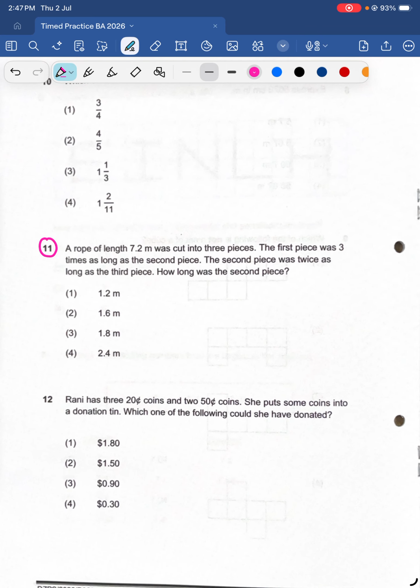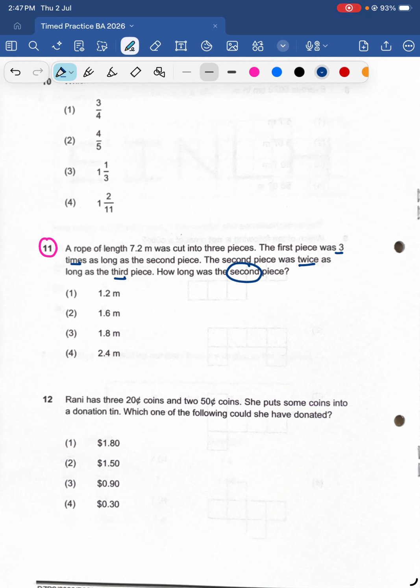A rope of length 7.2 meters was cut into 3 pieces. The first piece was 3 times as long as the second piece. The second piece was twice as long as the third piece. How long is the second piece?